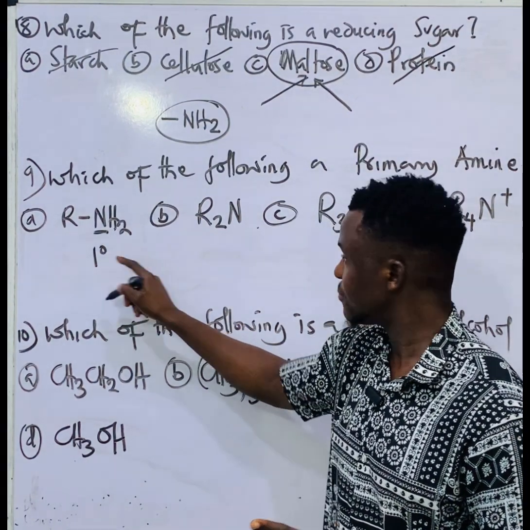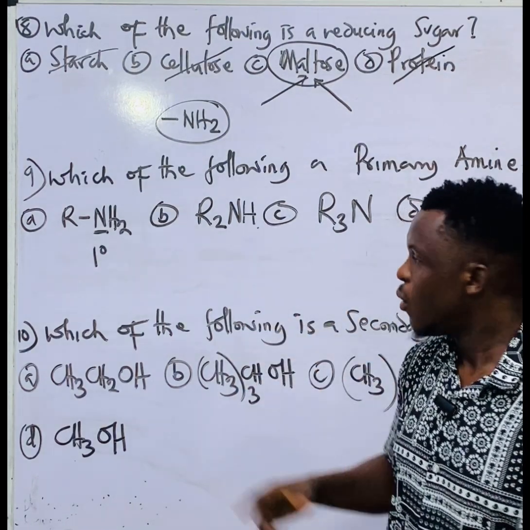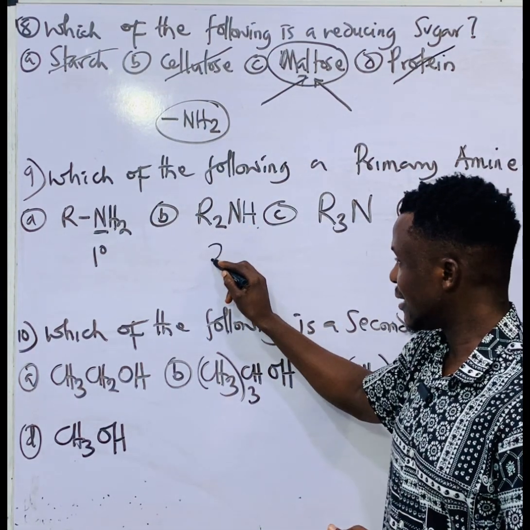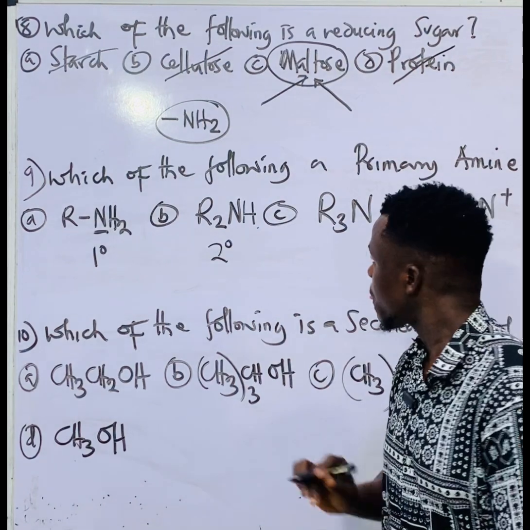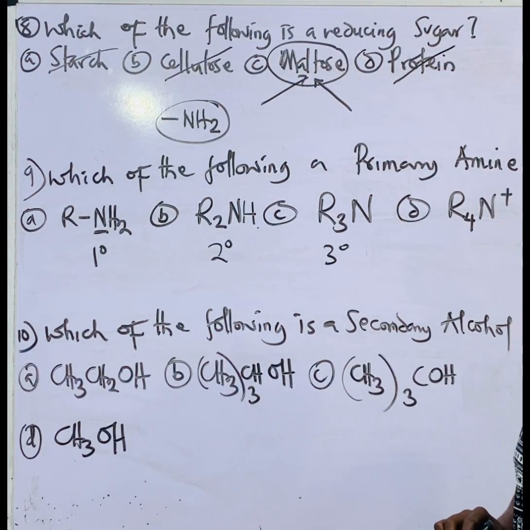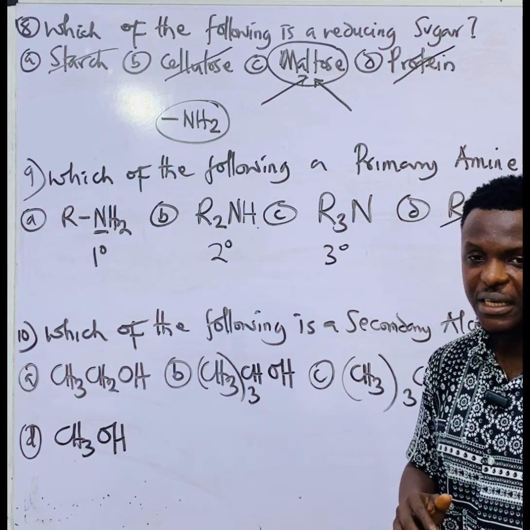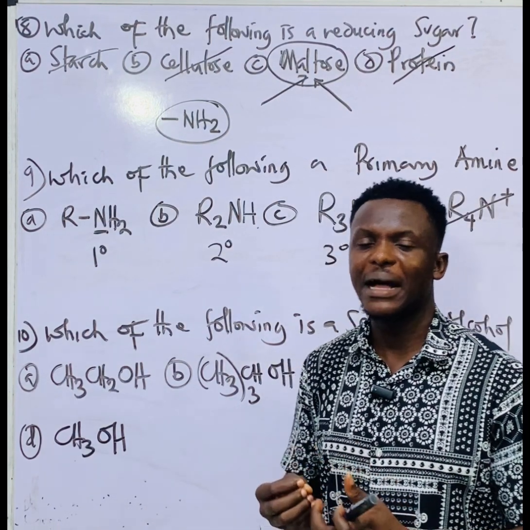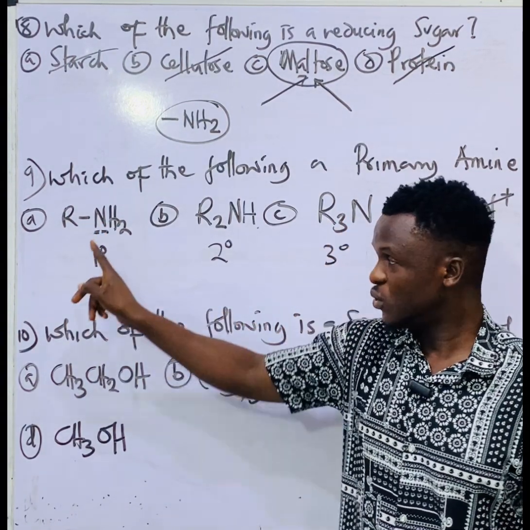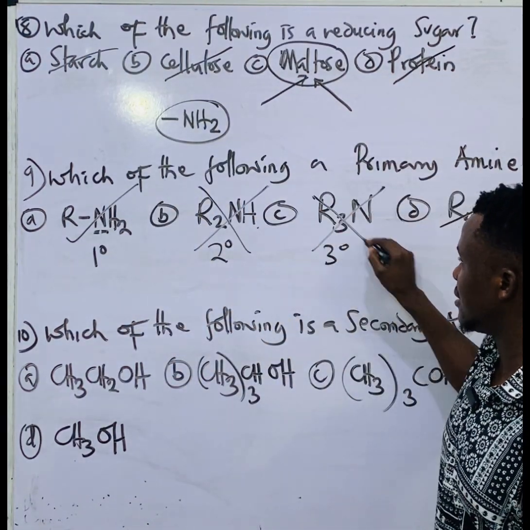I'll use degree 1. When this nitrogen is having one hydrogen, like in this case now, that is a secondary amine. When this nitrogen is having no hydrogen, that is a tertiary amine. Right, this is quaternary, which I think in your syllabus is way above the scheme. So primary amines are amines in which the nitrogen, the N, is having 2H, which is this. So this is the correct answer to that question. This is not the answer, and this is not the answer.